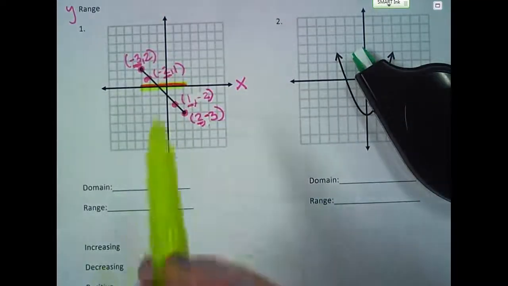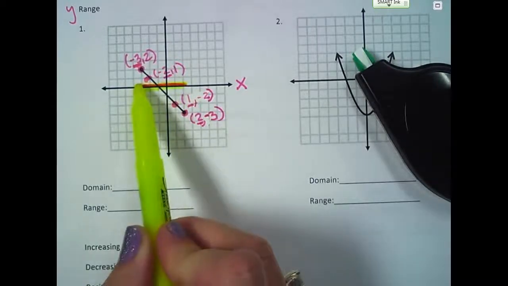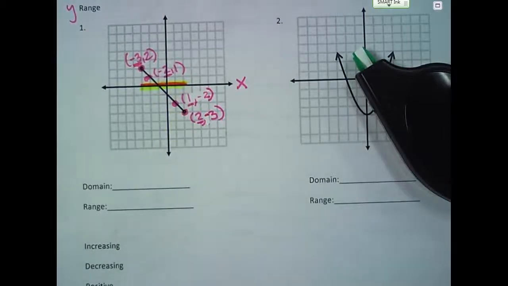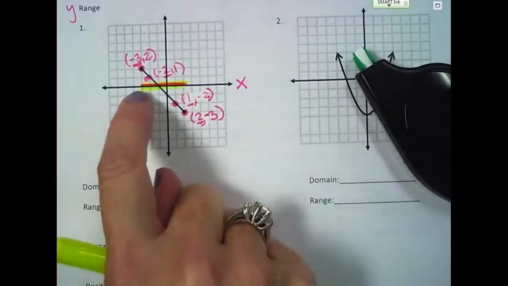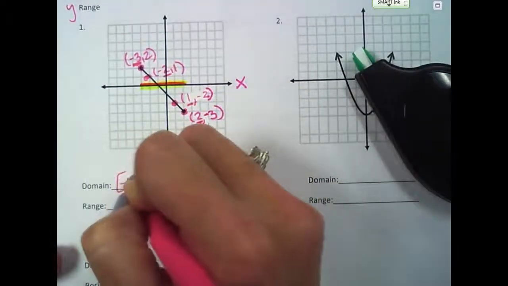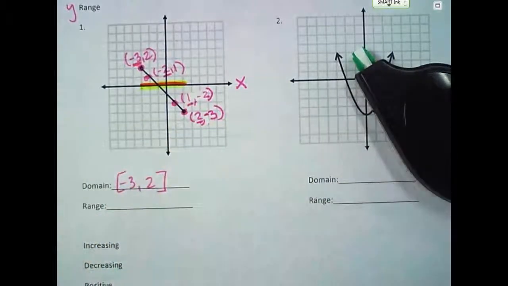I had to go all the way to -3 to go up, and I had to go all the way to 2 to go down. Do you see it? So rather than labeling every point, just highlight this area you need, which would have been from, if you count, -3 all the way to 2. Okay. So the domain, we're going to use interval notation. The domain was from -3 to 2. The brackets, because they're closed circles.